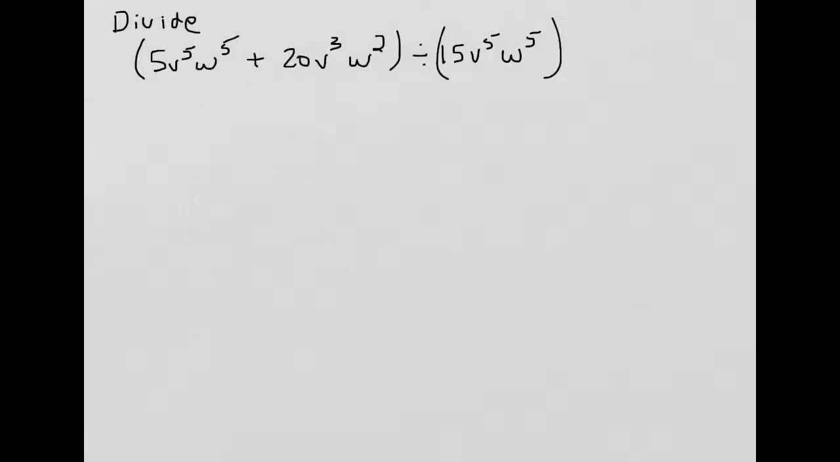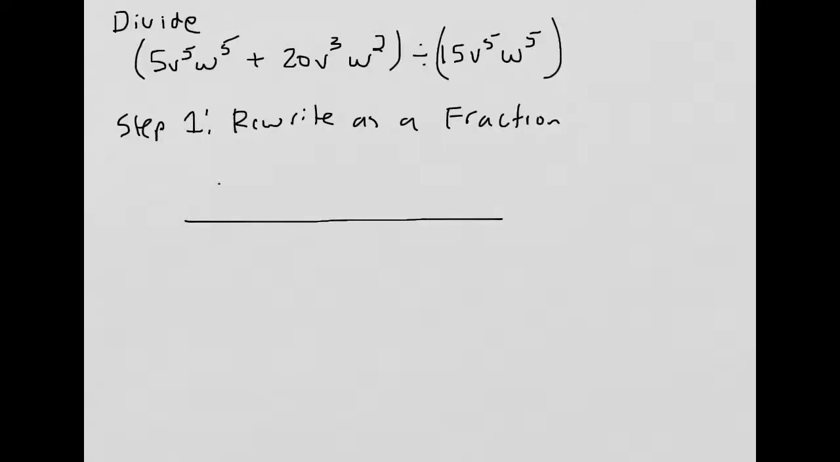So our original problem, we're doing division. My first step is, let's turn this into a fraction. So I'm just going to rewrite it as a fraction. Here I've got 5v to the 5th, w to the 5th, plus 20v to the 3rd, w squared, and I'm dividing that quantity by 15v to the 5th, w to the 5th.